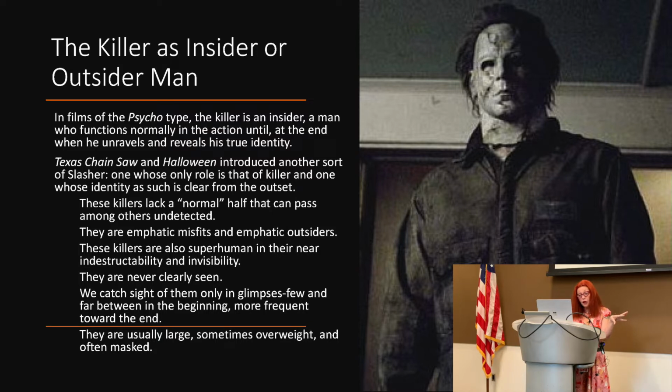And outsiders not only can't really pass among everybody else, they lurk in the shadows. They're also really superhuman in some ways, in their near indestructibility. Michael Myers, for all intents and purposes, has supernatural powers in the Halloween franchise, because you can't kill him. He gets a knitting needle in the eye, he gets shot in the first film, and he's still not dead somehow. You can't get rid of him. And we only catch sight of the killers in glimpses that are few and far between, kind of in the shadows.